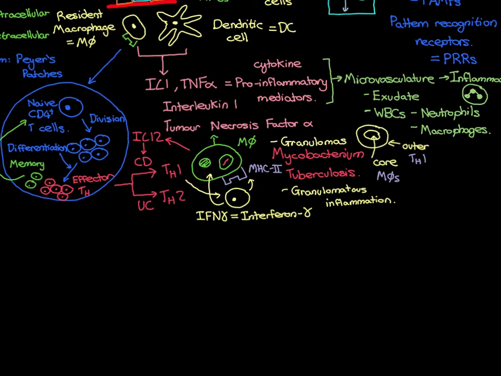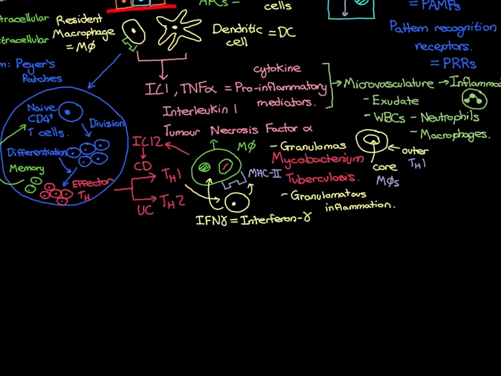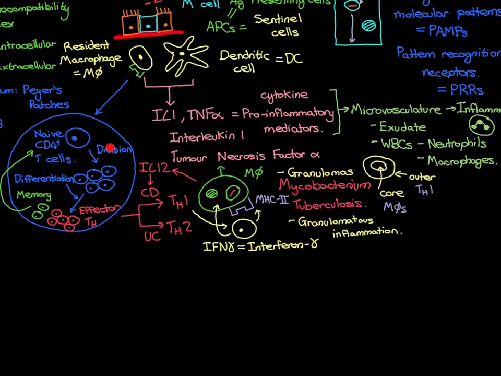And these T helper 1 cells will now go to the lamina propria. They're already very close to the lamina propria, of course. They're in this lymphoid aggregate. They're now going to go up here to where the sentinel cells are. And of course, they're now going to bump into these antigen-presenting cells up here, the ones that are remaining behind.